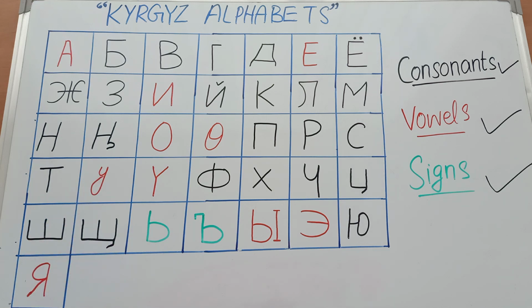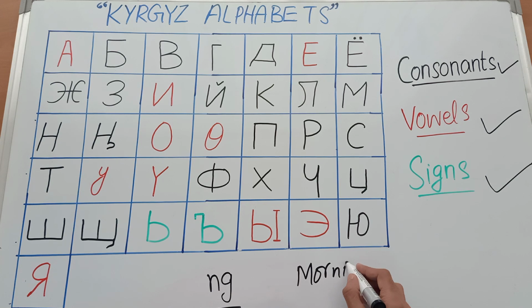Just like how you pronounce N, G in English. For example, morning. So in the morning, you pronounce this NG as ng. So this NG represents this letter ng.